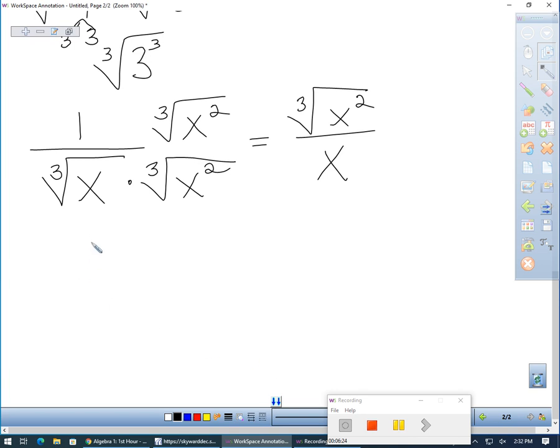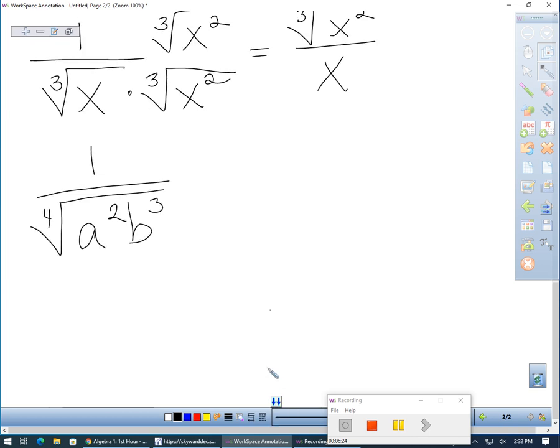All right, let's say I have 1 over the 4th root of a squared b to the 3rd. So, again, in order to get rid of that radical, I need how many of each thing? 4. Okay, we need 4 total of each thing in order to get rid of the radical, right?